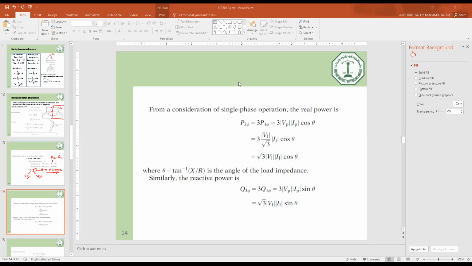Square root of 3, okay. So we can say now V line divided by square root of 3 equals V phase. So we can replace V phase by V line divided by square root of 3. And also in star connection, I phase and I line are the same. So the power equals square root of 3 multiplied by V line, I line, cosine theta. Take care, cosine theta all the time will be the angle between V phase and I phase.